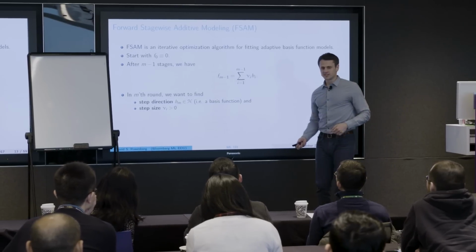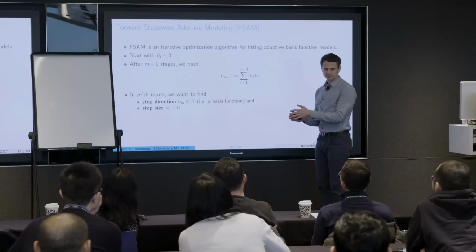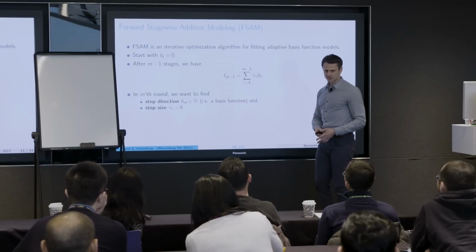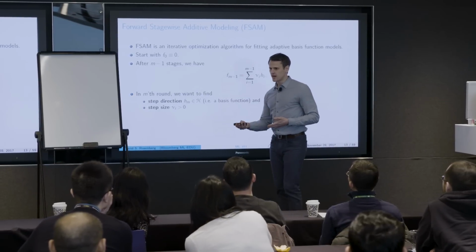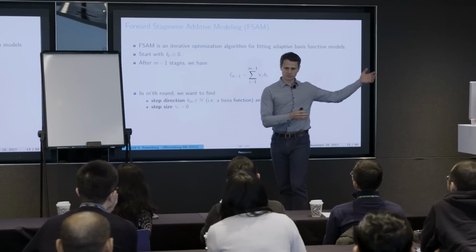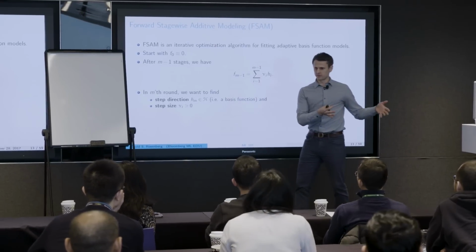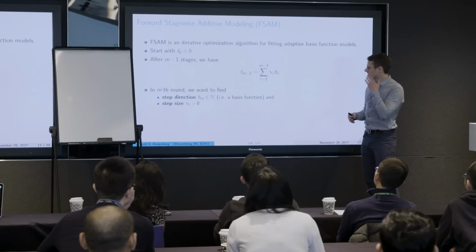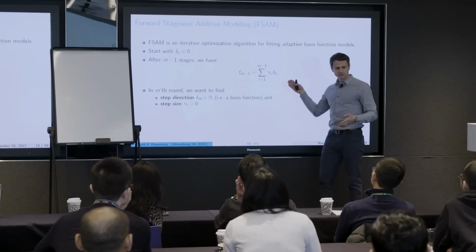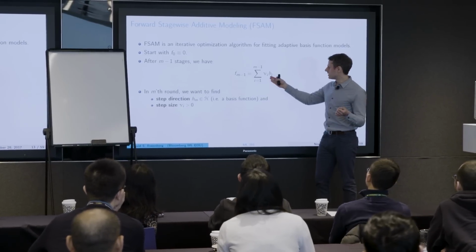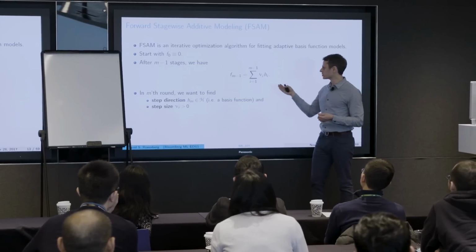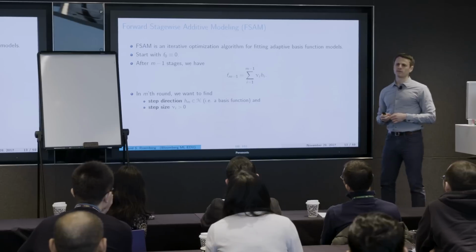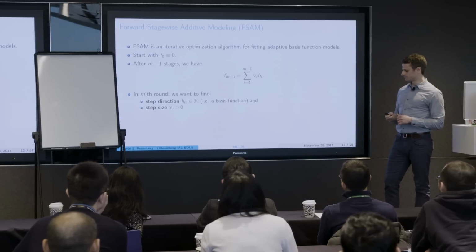Remember, we had gradient descent. We picked a direction, the negative gradient, and then we took a step in that direction, and we added that product to the thing that we've gotten so far. So in each round, we are picking a function, which we'll think of as a step direction, and a step size, multiplying that step direction, which we add to our function that we had up to that point.